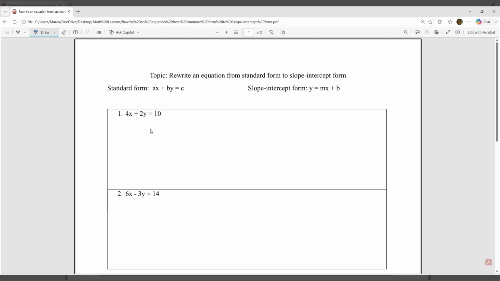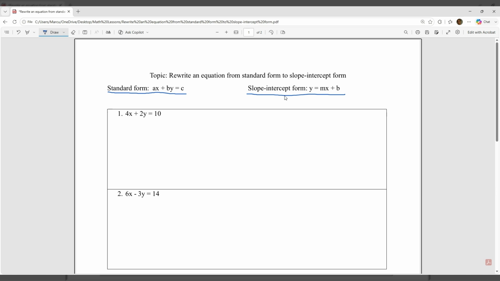So first thing I would like to go over is standard form is written like this: ax plus by equals c, versus slope-intercept form is written as y equals mx plus b.